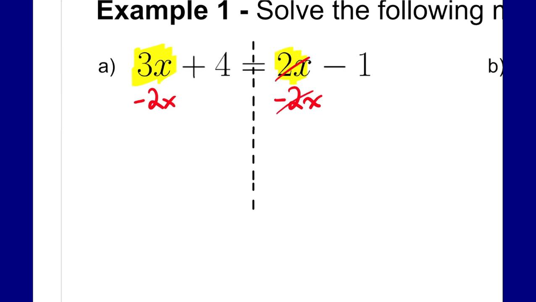So the 2x will cancel out with the negative 2x. On the left side, 3x minus 2x is 1x plus 4 equals, and then we have negative 1 remaining on the right side. I don't need to show that 1 in front of the x, so it's just x plus 4 equals negative 1. So this actually works out to a one-step equation. I had to get the variables on one side. I now have x plus 4 equals negative 1. We want to cancel out this plus 4 by subtracting 4. Subtract 4 from the other side. One side cancels out, and we're left with x is equal to negative 5.